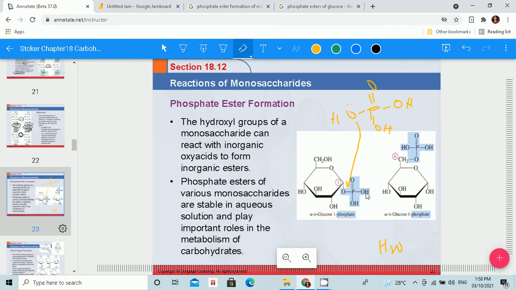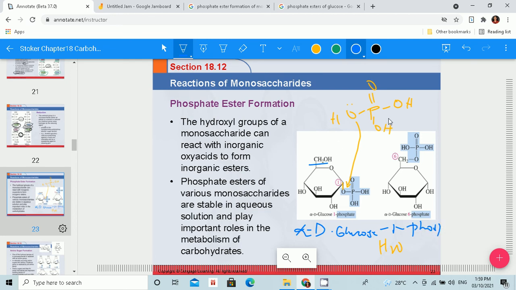So that's why we have this one. And when we call this one, since this is D, and the OH, the O is down, so we call it alpha. Alpha D glucose. Then we put the phosphate. Since the locant is 1, it's in carbon 1, so we write 1 and then phosphate.